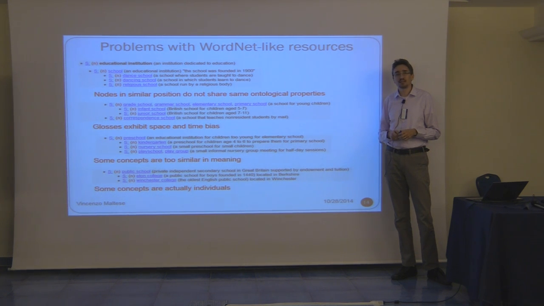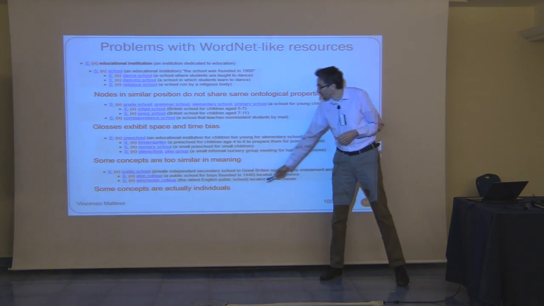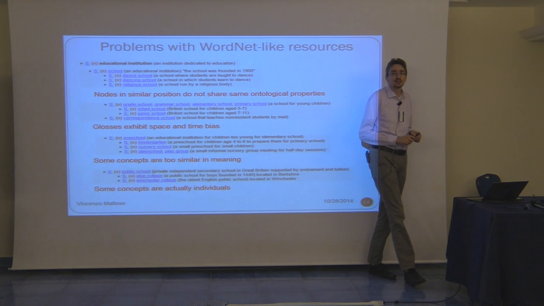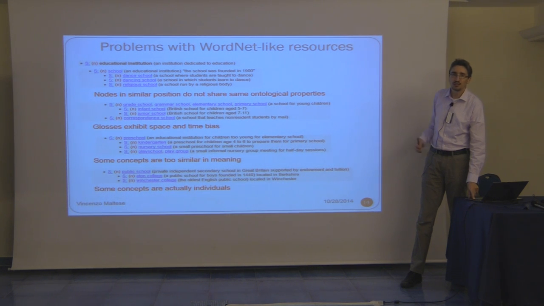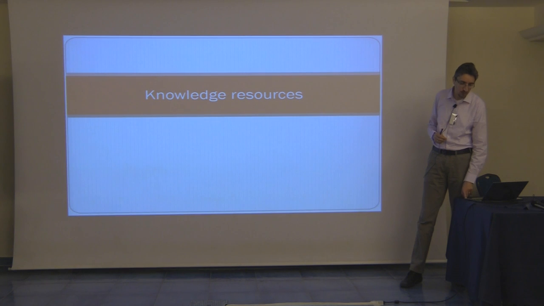WordNet people made an effort a few years ago to explicitly mark the individuals. They found something like 7,600. But if you inspect it, especially if you look for those terms which are capitalized, you will see a lot of examples of individuals. So in our work, we are also trying to identify and remove them, because if you want a linguistic resource, you don't want individuals. You look for individuals in other resources, what we call knowledge resources.